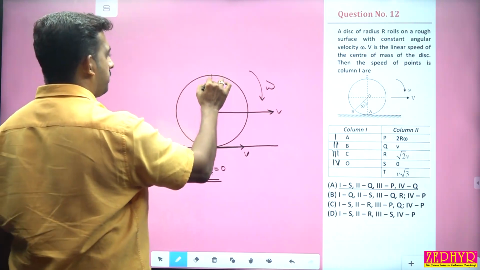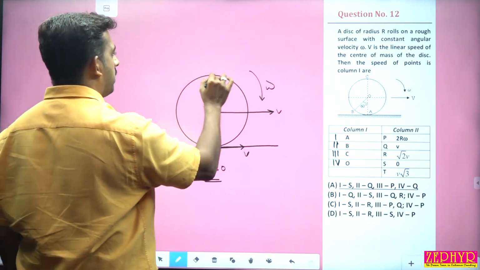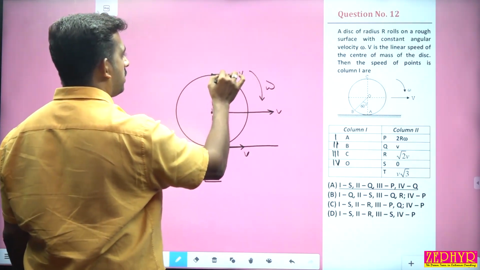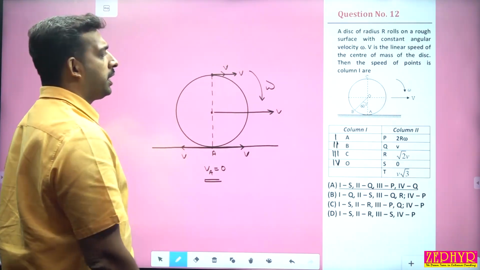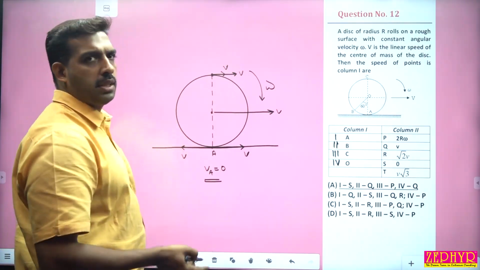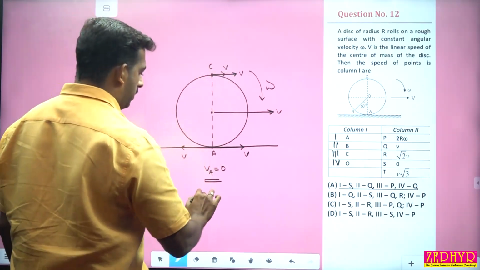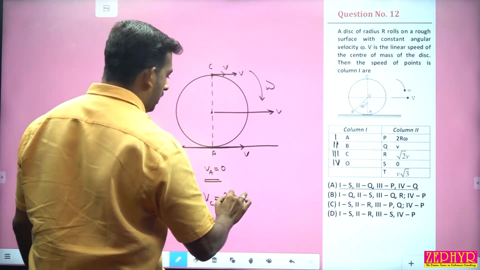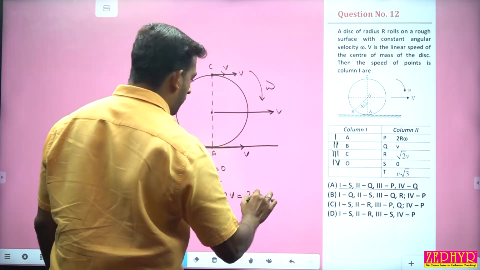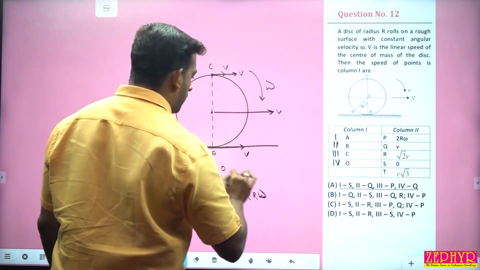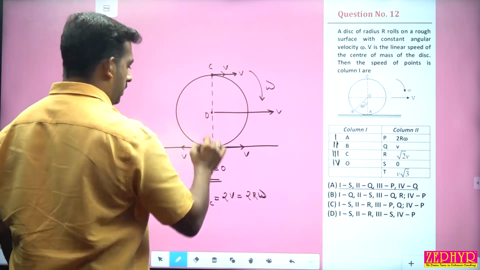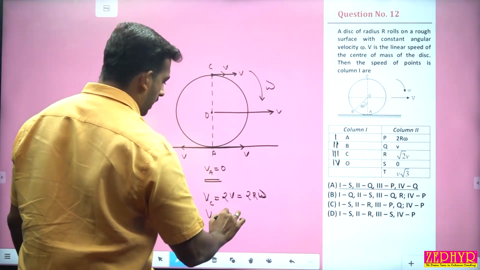At the point C, you can see that the velocity is v, and the tangential velocity is also in the direction of v. So it will have translational velocity and velocity due to rotational motion. So the velocity at the point C will be equal to 2v, or it is equal to 2r omega. Now the velocity at the point O is equal to v itself.